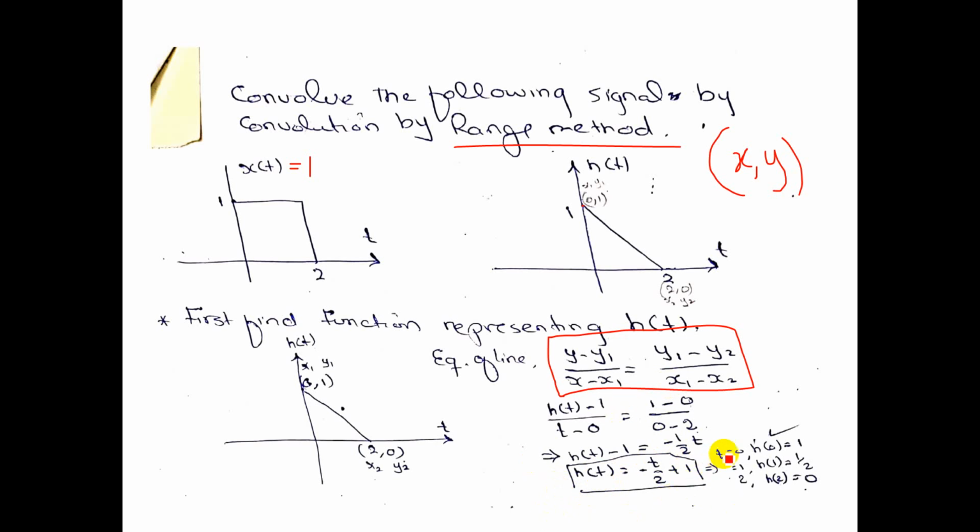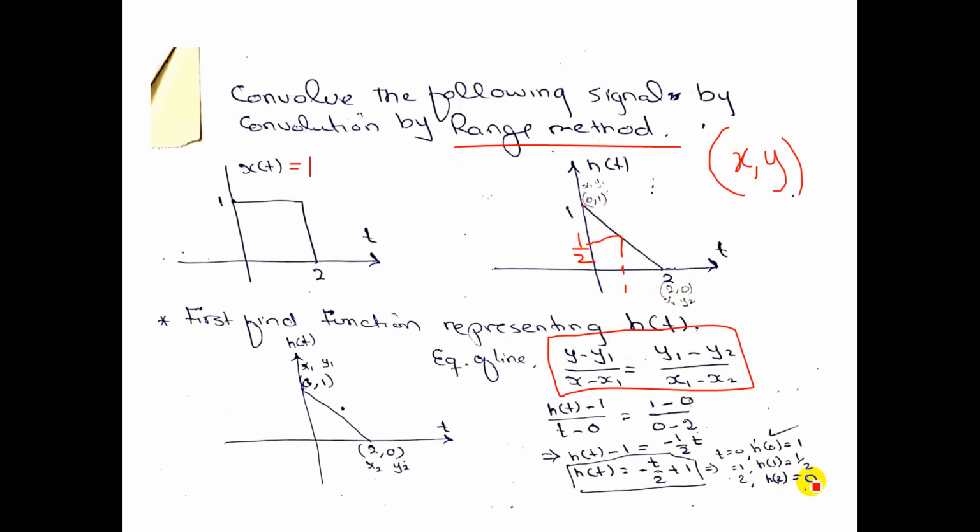What you will do is substitute the value t equal to 0. When you put t equal to 0 here, you are going to get 1. So obviously, when the value of t is 0, the function h of t is equal to 1. Similarly, if I put the value of t as 1 here, I'm going to get 1 minus half, which will be equal to half. Okay, so you can see at 1 here, the value is half. So this will be half.